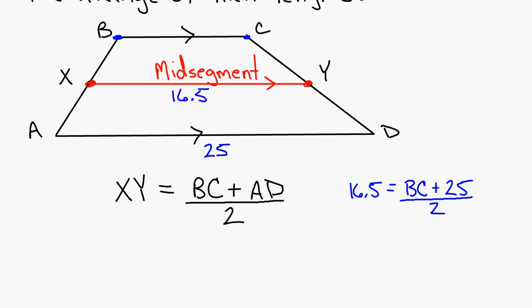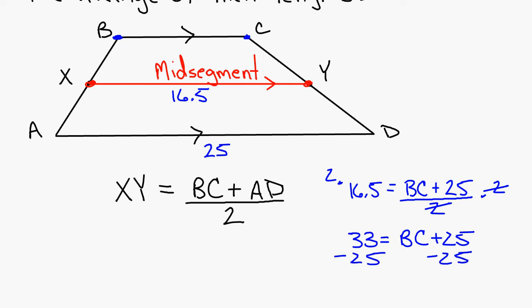So you could multiply both sides by 2, and these 2's would cancel. 16.5 times 2, 33, would equal BC plus 25. Subtract 25 from each side, and 8 would equal BC. So there's the length of your other base.